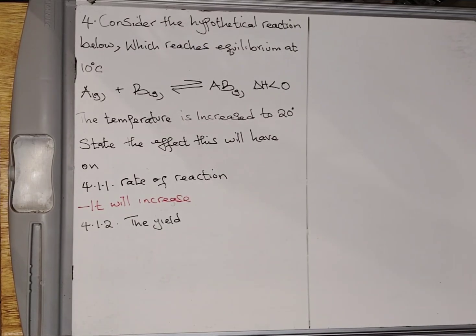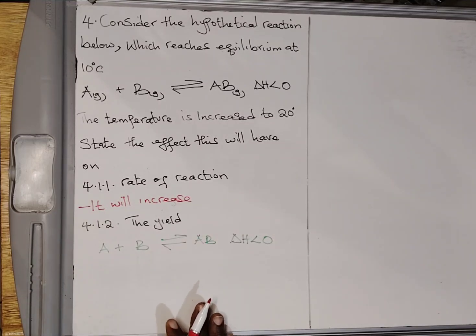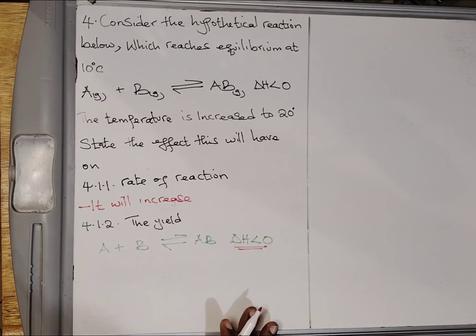Then comes this equation. We said temperature was increased on that equilibrium. What is the effect on the yield? To answer this question, it requires you to have the equilibrium. Let us see what the equilibrium looks like. This is the equilibrium. When it comes to temperature, you look at the enthalpy change. This one is less than 0. Less than 0 means the reaction is exothermic.